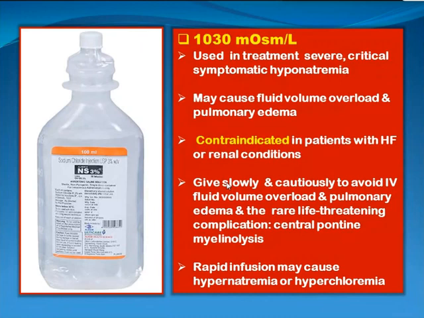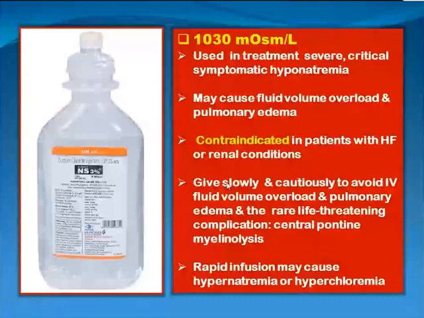And of course, in those with renal conditions, this is a high load of sodium chloride, especially the sodium. So how can we use it in those with renal impairment? Of course, this is contraindicated, not cautiously, contraindicated. So it is given slowly and cautiously for those patients who need it, I mean severe critical symptomatic hyponatremia, to avoid intravascular fluid overload. And if we give it rapidly, we may cause rapid correction of hyponatremia causing hypernatremia and hyperchloremia.